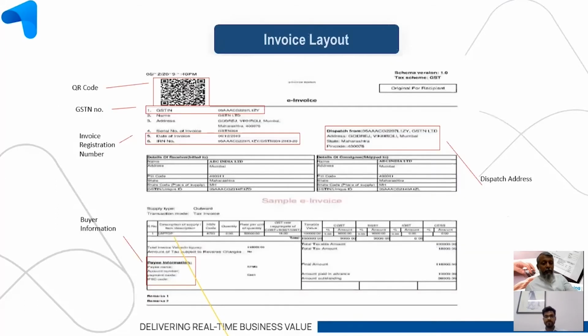So how will it look? This is the layout form where all the information like GST and the QR code is there as it is, along with the IRN. The 64-digit IRN is printed and incorporated into it, along with the QR code.